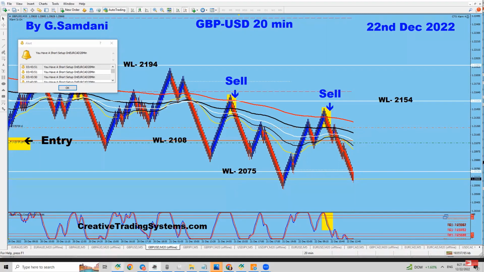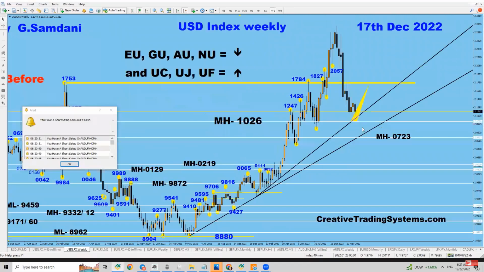Let me show you what I'm looking at on USD. The USD weekly chart has this big drop, right? I predicted from the top that it's going to drop here, but it came down all the way here. It's like an ending diagonal. Then it bounced from here, as I was expecting, 1026. I made the chart that it's going to bounce. It bounced, and it's now retracing that bounce.